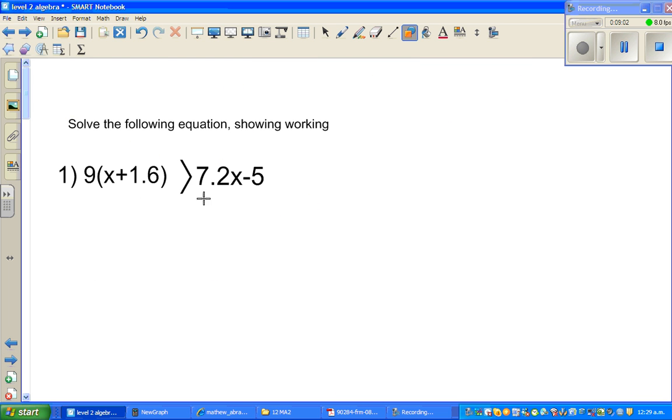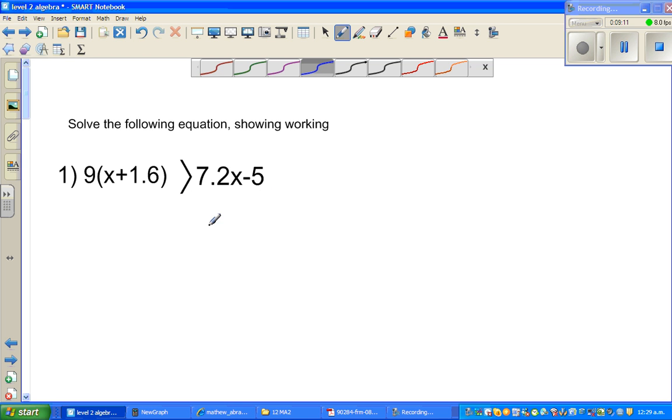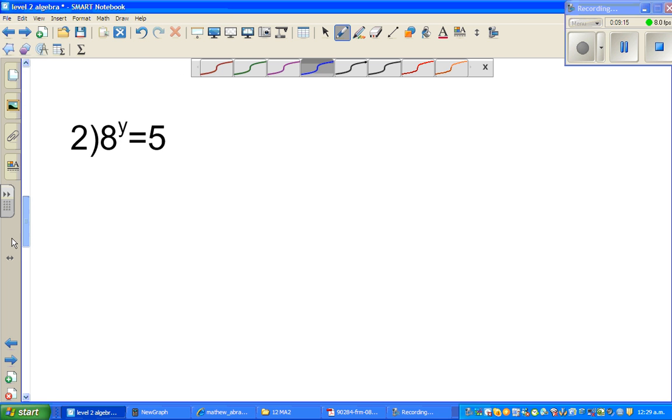This is one example: 9 times x plus 1.6 is greater than 7.2x minus 5. I'll work out the answers in the next video. This is the next example: a to the power of y is phi. This is the third example, and this is the fourth example. See you in the next video.